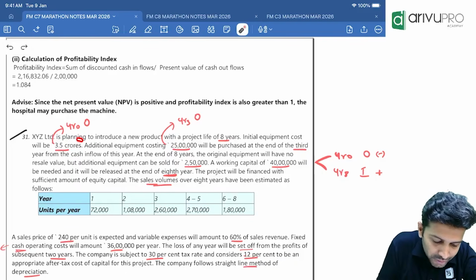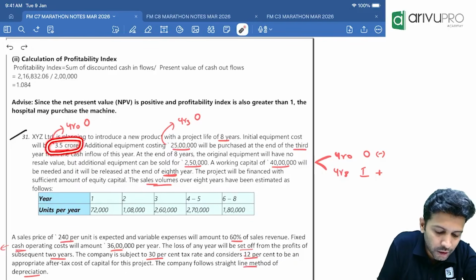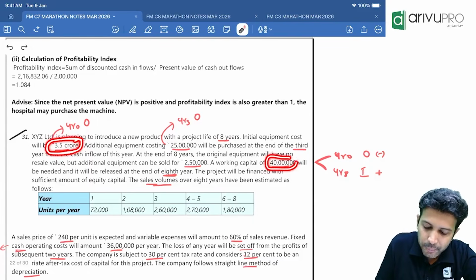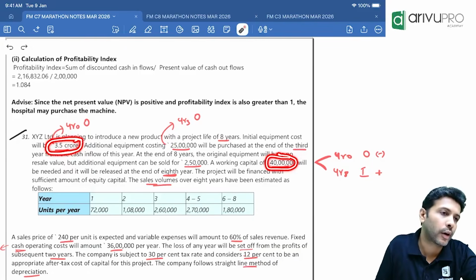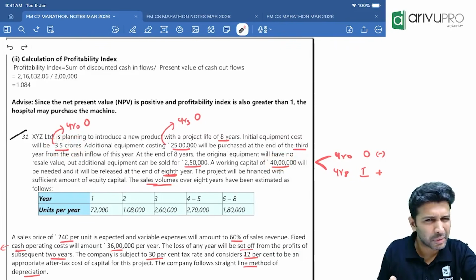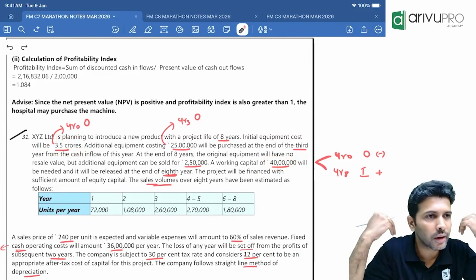Here at year 0, you're buying an old asset for how much value? 3.5 crore or 350 lakh. And working capital, how much are you investing initially? 40 lakh. So the total will be 3 crore 90 lakh, or 390 lakh. If there are multiple adjustments, it is better to have a working note in my view.